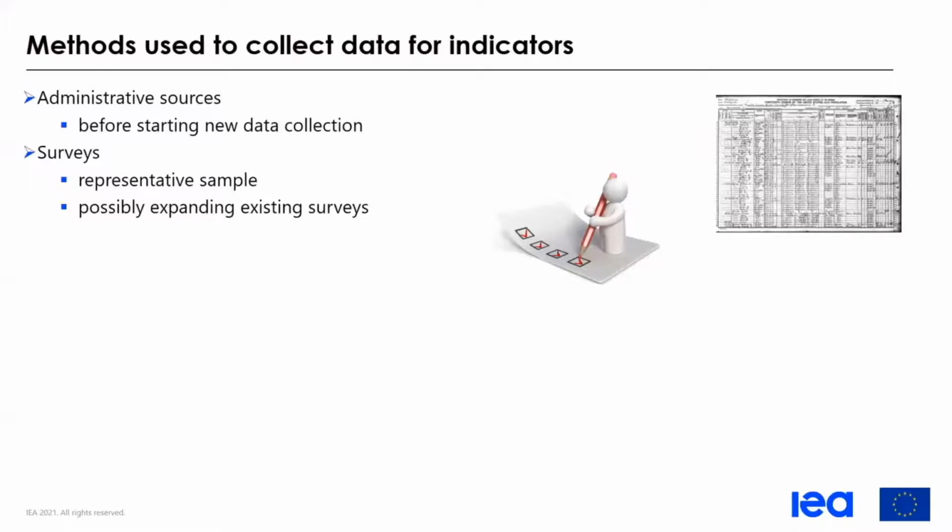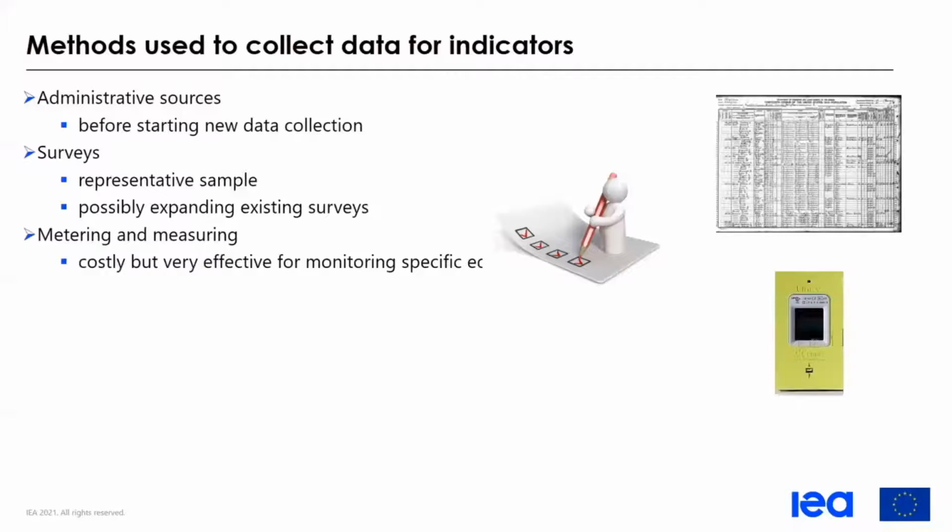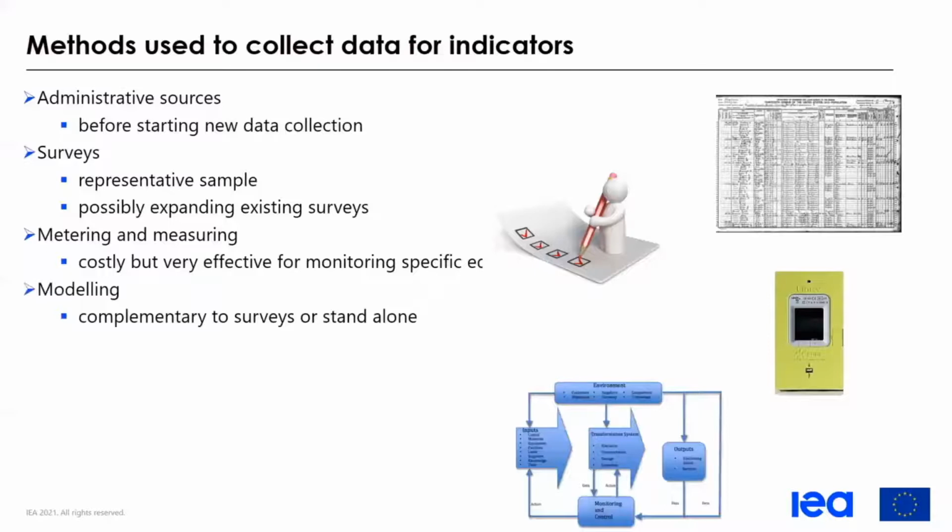Another method is metering and measuring. That is relatively costly, but really effective if you want to measure the efficiency of some specific equipment. And here we can also find, for example, smart meters, which are more and more used nowadays. And we also have modeling, which is the last of the four methods, and it can be complementary to surveys and metering or used standalone. For instance, by using activity data and total energy consumption data from the energy balances as input to estimate energy consumption by end use, for example.